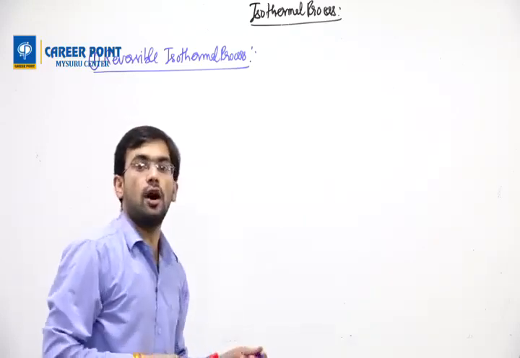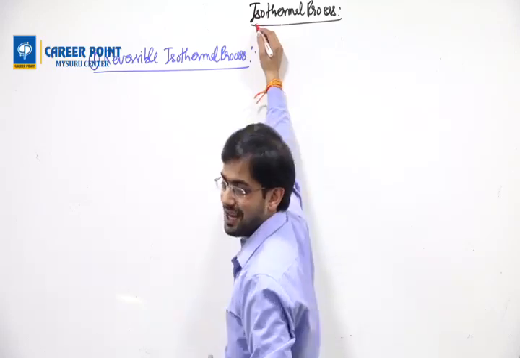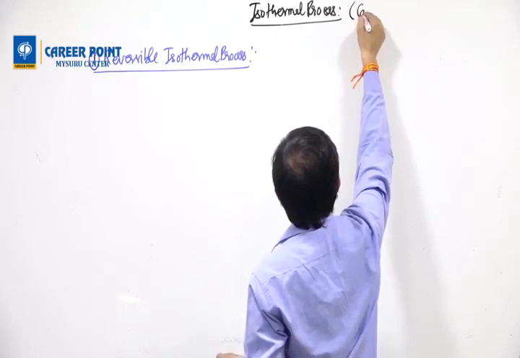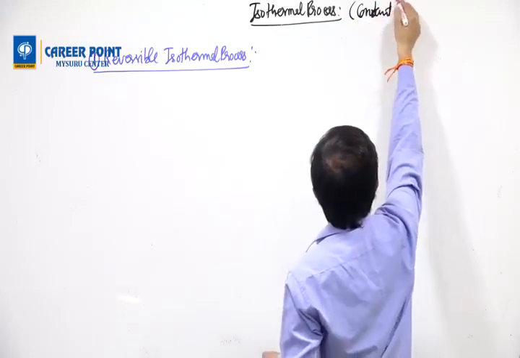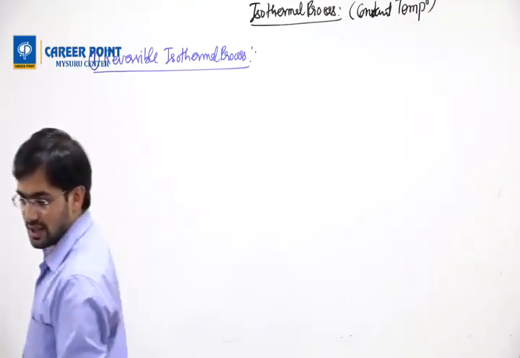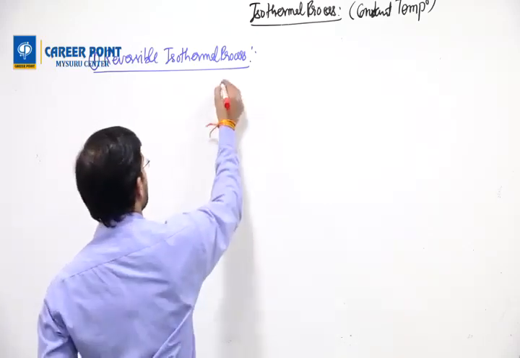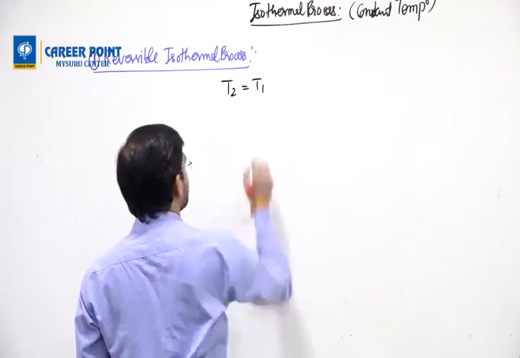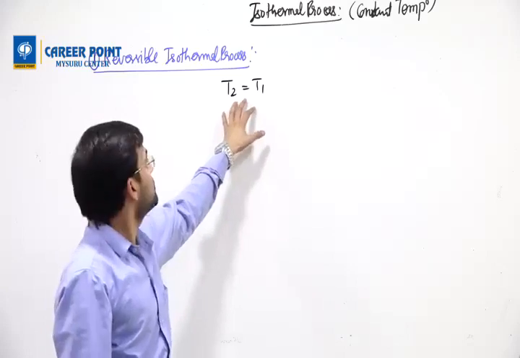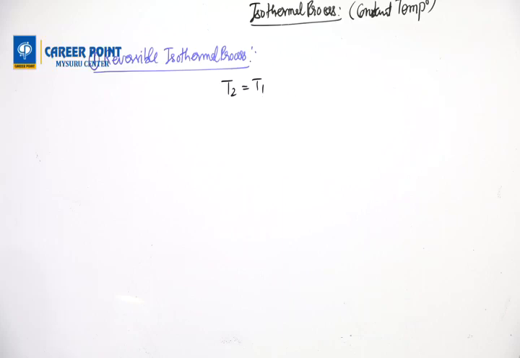What is isothermal? Iso means same. Thermal means temperature. So, constant temperature. Once you have constant temperature, it means T2 equals T1. How many people agree with me on this point? If you agree, please comment yes, you understood this point. T2 equals T1.